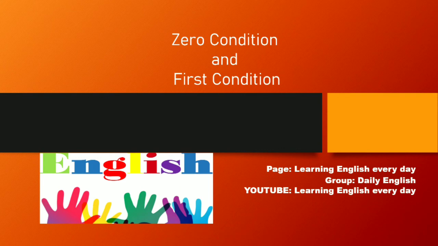And today I have two categories. The first one is the zero conditional and the first conditional. The second one is the second conditional. So let's get started.